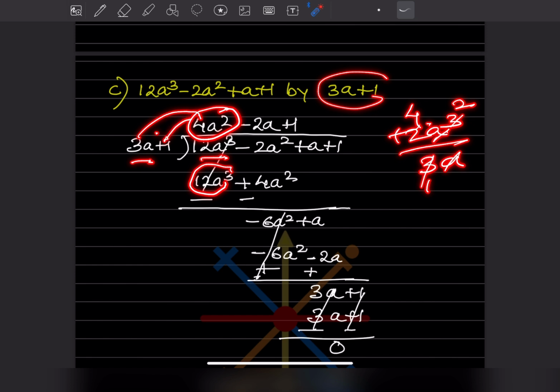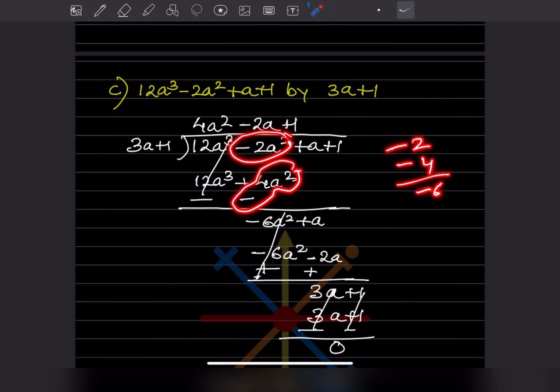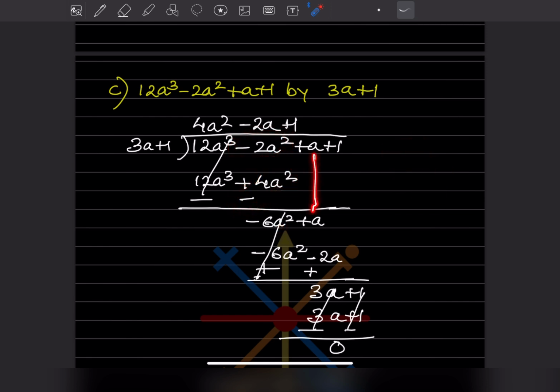And then again for this, we have to multiply this with this. So that is going to be 4a square along with the sign, plus 4a square. So now this is plus, so this gets minus, plus, so this will be minus, plus, and this minus gets cancelled. So now you have to look at the new sign, minus 2a square minus 4a square, means minus 2 minus 4, that is going to be minus 6a square. This a down.